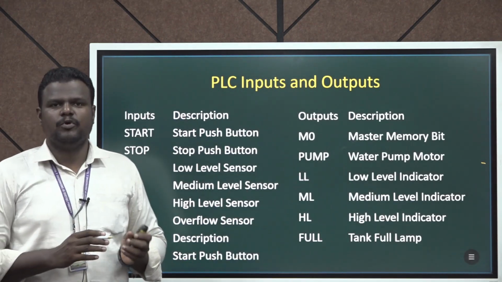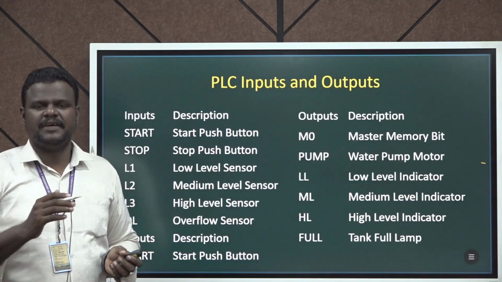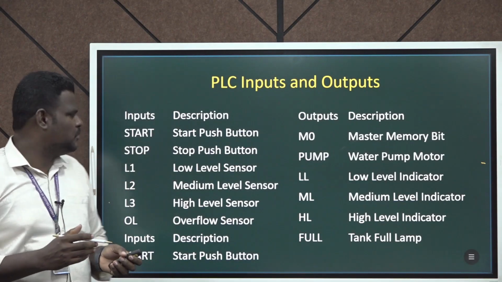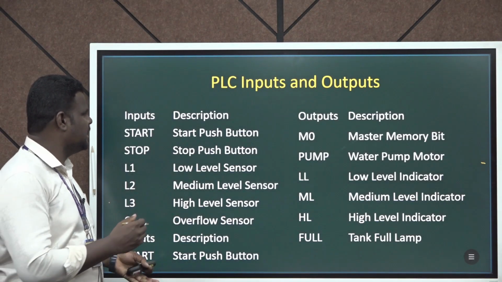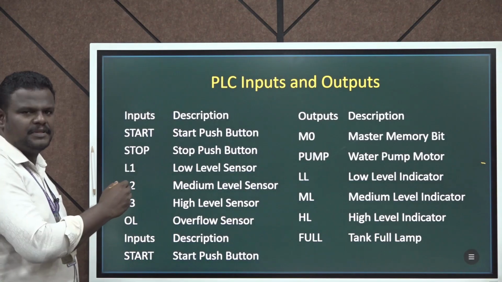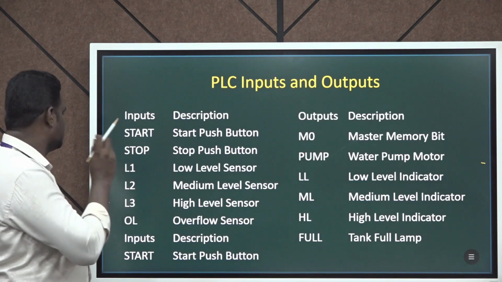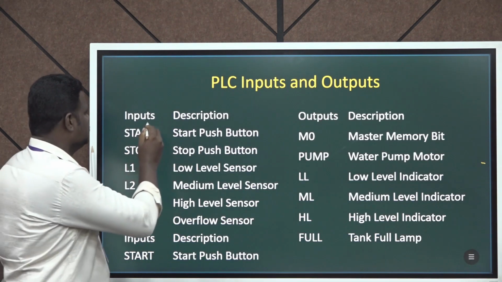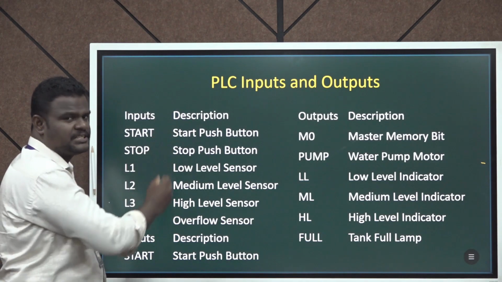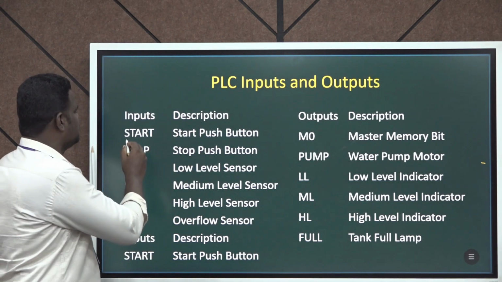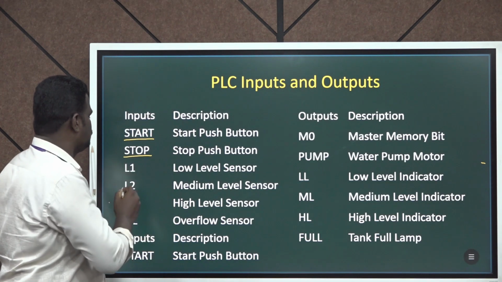Then the IO listing. Okay. So this is a very important step, because here we are mapping the inputs and outputs with the memory. Here we have listed out the inputs. The first input is the start boost button, the second input is the stop boost button.